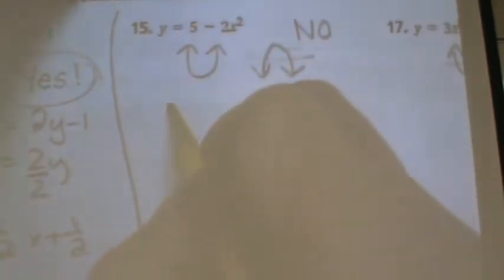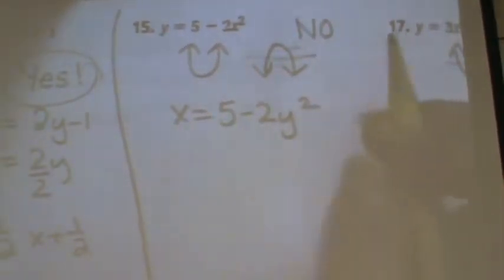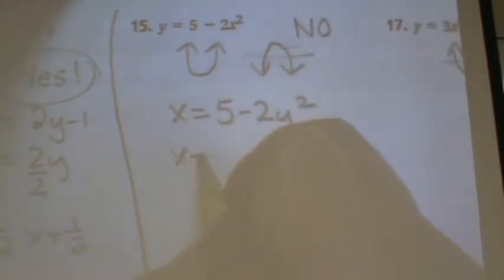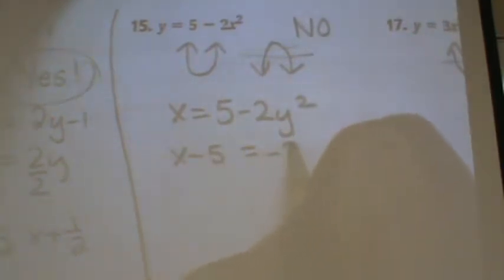For number 15, you're going to switch x and y around. So x is equal to 5 minus 2y squared. You're going to subtract 5. You're going to divide everything by negative 2. So 1/2 x, and this is a negative 2, this is going to be a negative 1/2, and then plus 5/2 is equal to y squared.